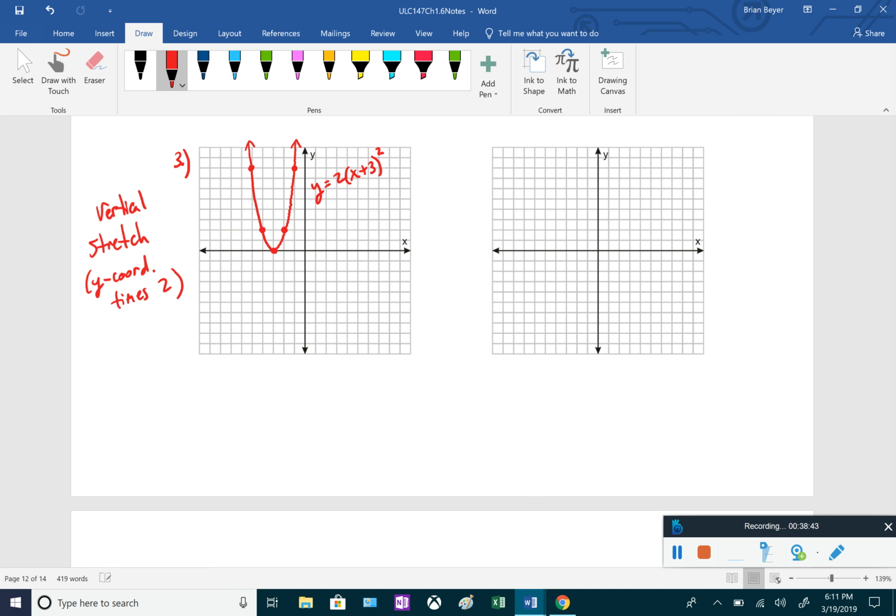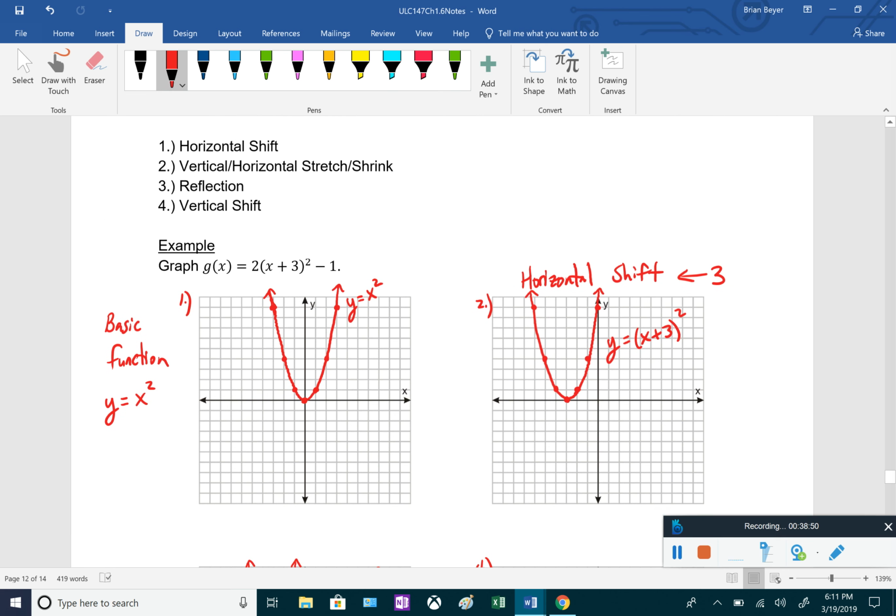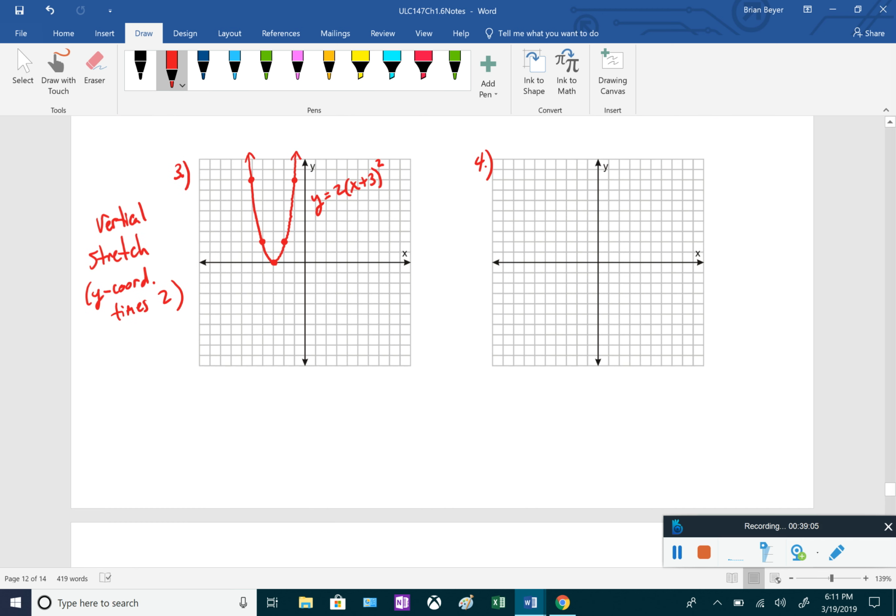And then lastly, for the last graph, let's go back up here to the steps. We check for a reflection next, but there is no reflection here. There's no negative out front or negative multiplying the x, so we skip that. And the last step is the vertical shift. There's a vertical shift right here for that -1. That's going to be a vertical shift down 1 unit.